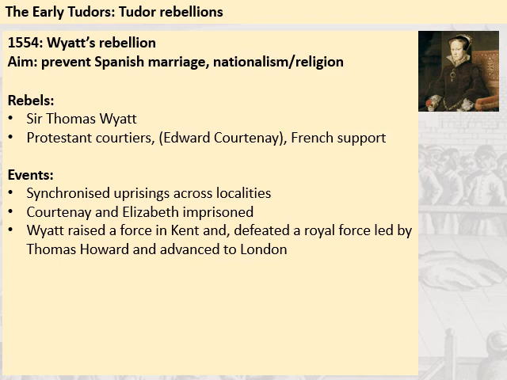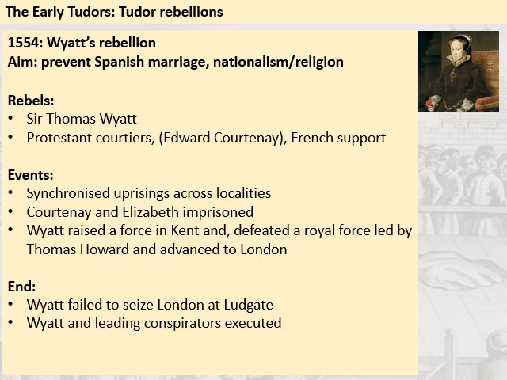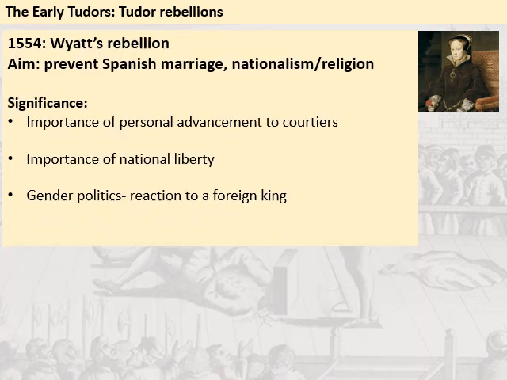And in this rebellion, Wyatt raised a force. This then defeated a royal force led by the ageing Thomas Howard, Duke of Norfolk, again sent out to try to restore order. It then advanced to London. Now he came close. He made it all the way to Ludgate, and after a rallying speech by Mary at the Guildhall, the gates held. Wyatt is surrounded, and then he's arrested. But Wyatt and the leading conspirators were again then executed.